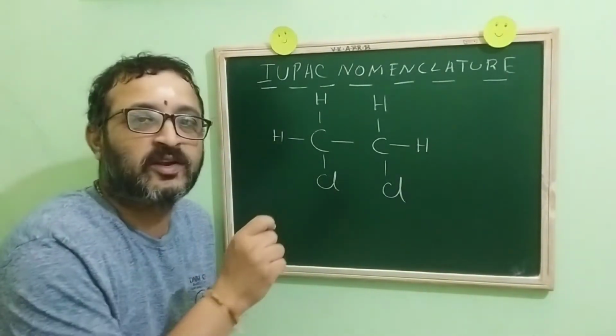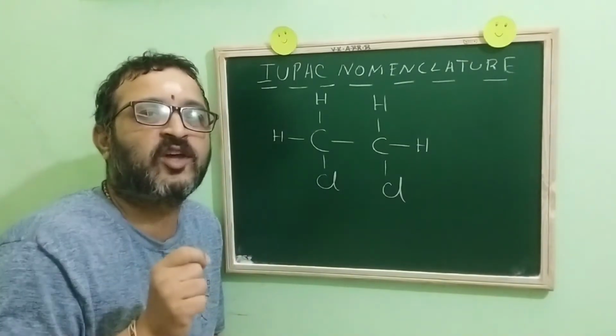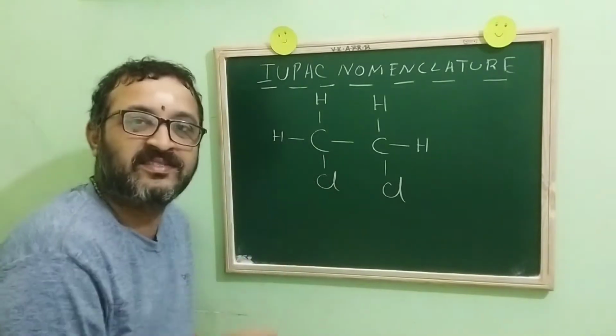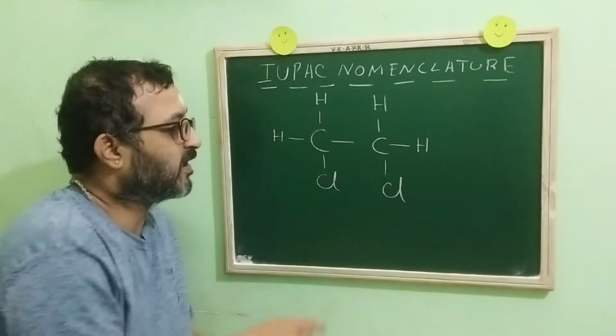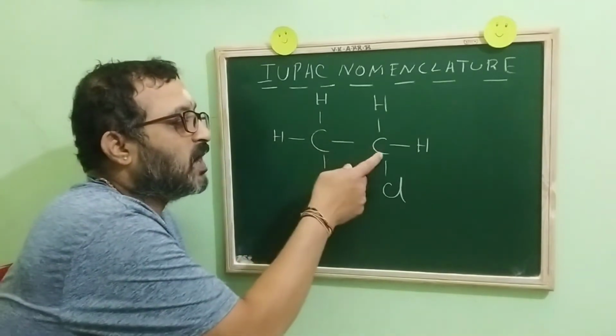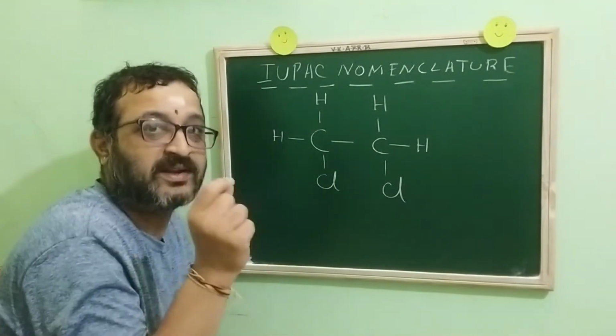Children, today we are going to learn some of the very easy compounds which are very important for the board exam. So, this is the first compound. Children, what is the root word for this compound? Yes, two carbon atoms are there. So, it is what? Eth.